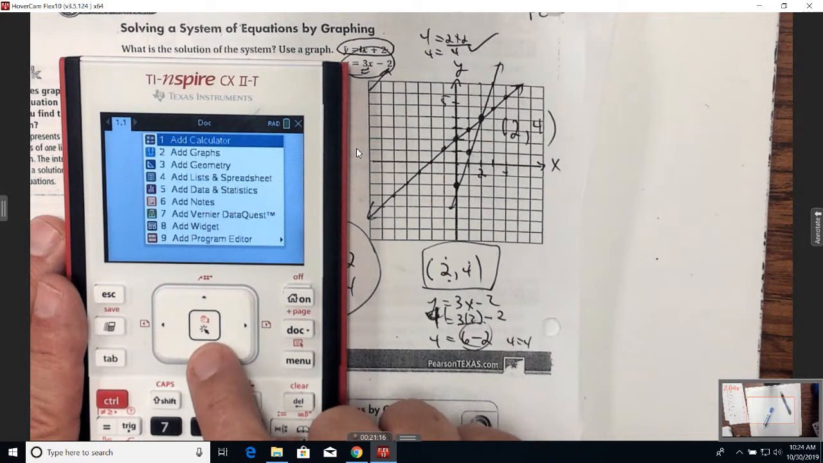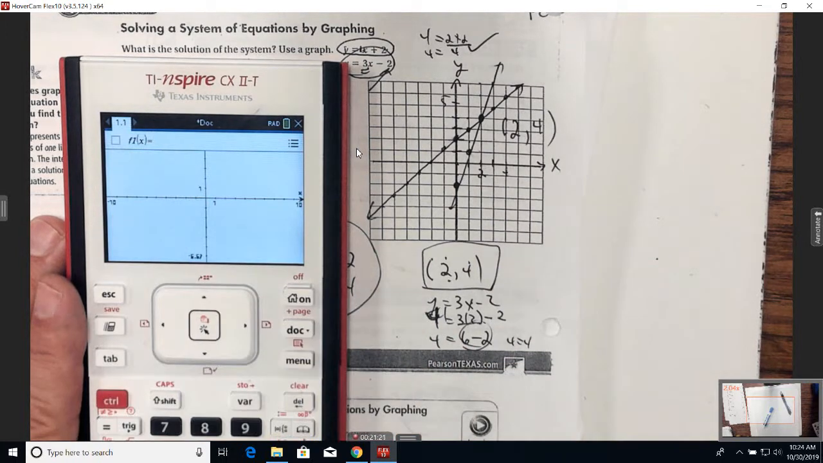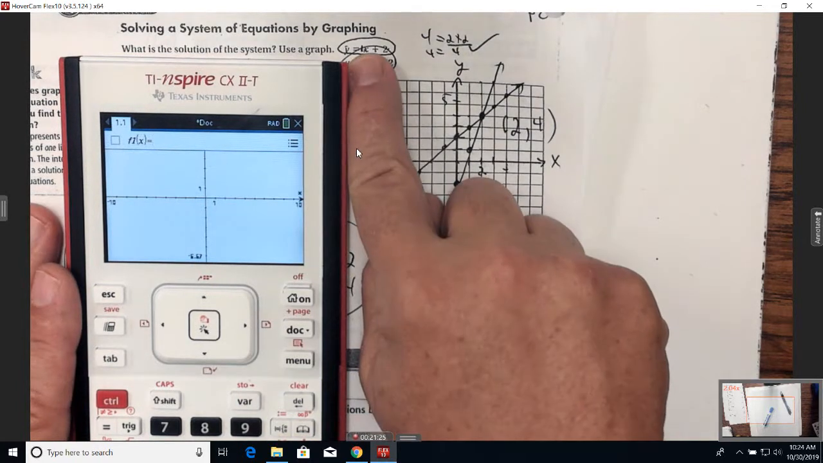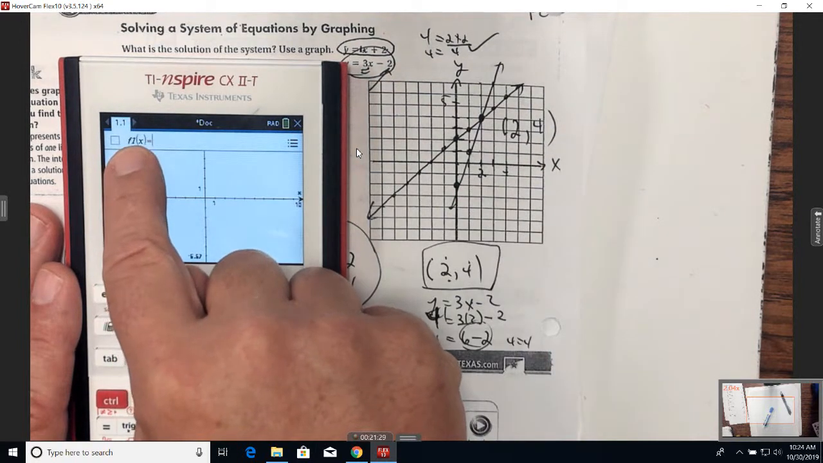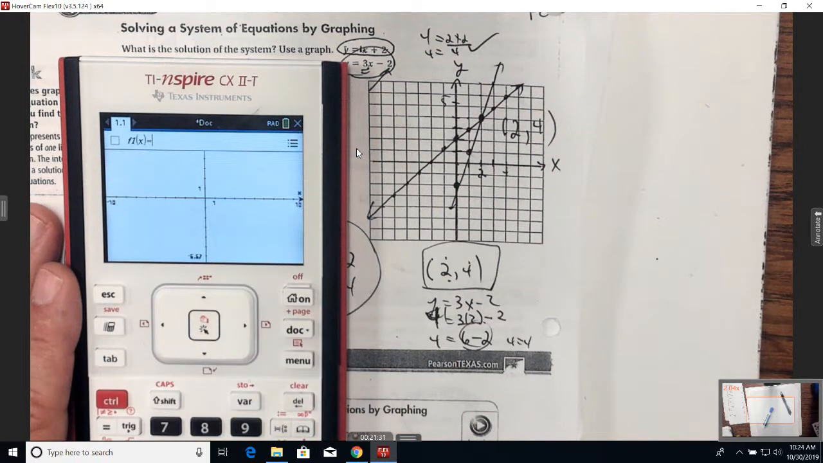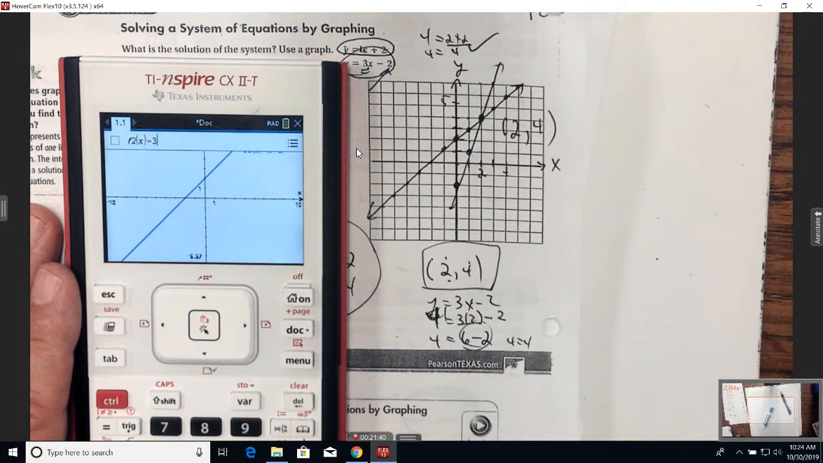Add what? A graph. Do I need to change this to a relation? No. It's already in slope-intercept form. This is y equals mx plus b. So this f1 of x means y is equal to. So I just type it in. Y is equal to x plus what? 2. Enter. Hit tab and graph the other one, which is 3x minus what? 2. Enter.